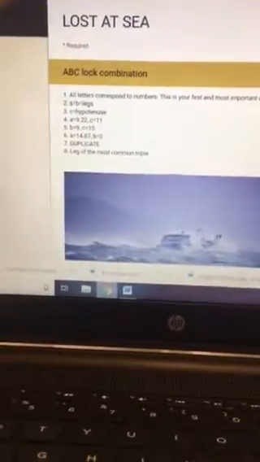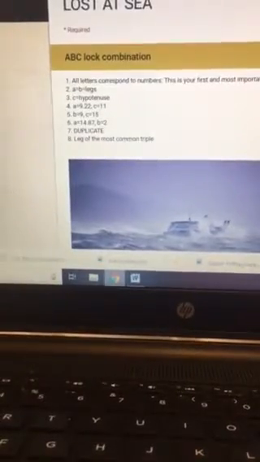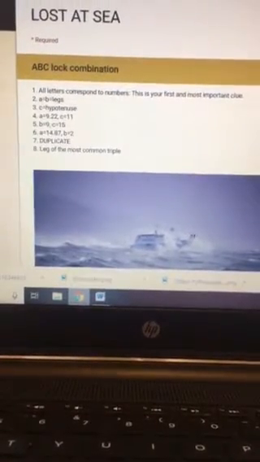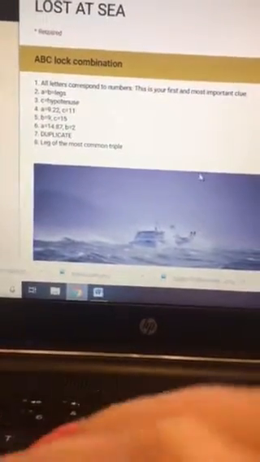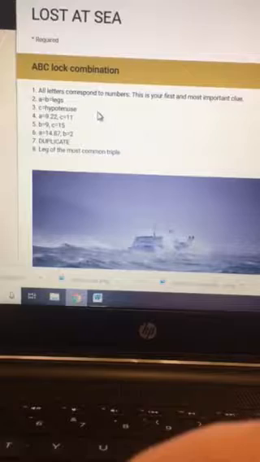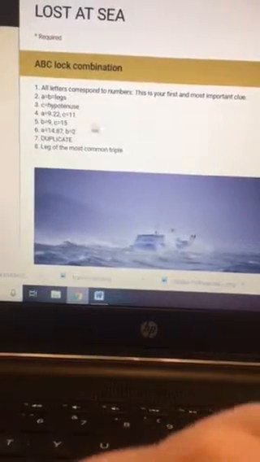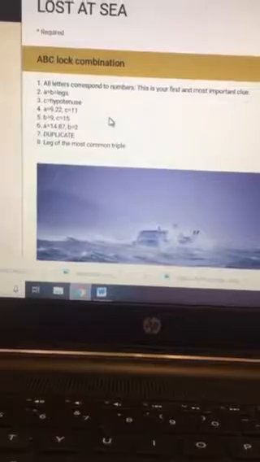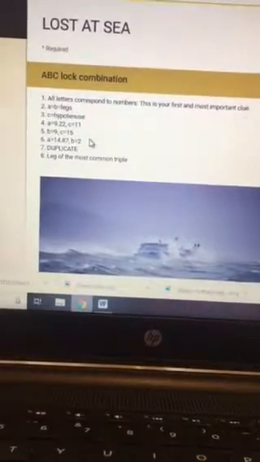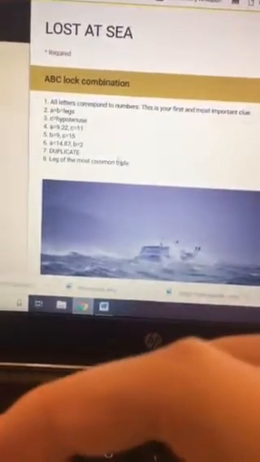And lastly, we have the ABC lock combination. So this is similar to the second clue we did. I gave them clues. So number 1, all letters correspond to numbers. So that means A equals 1, B equals 2, C equals 3. That's how they correspond. I'm just giving them some context clues. A and B are the legs of the triangle. C is our hypotenuse. That's pretty typical for Pythagorean theorem. And then 4, 5, and 6 are just more Pythagorean theorem problems that they need to solve. 7 is a duplicate, so that means it's a duplicate answer of one of those. And 8 is the leg of the most common triple. So these are questions they need to answer.